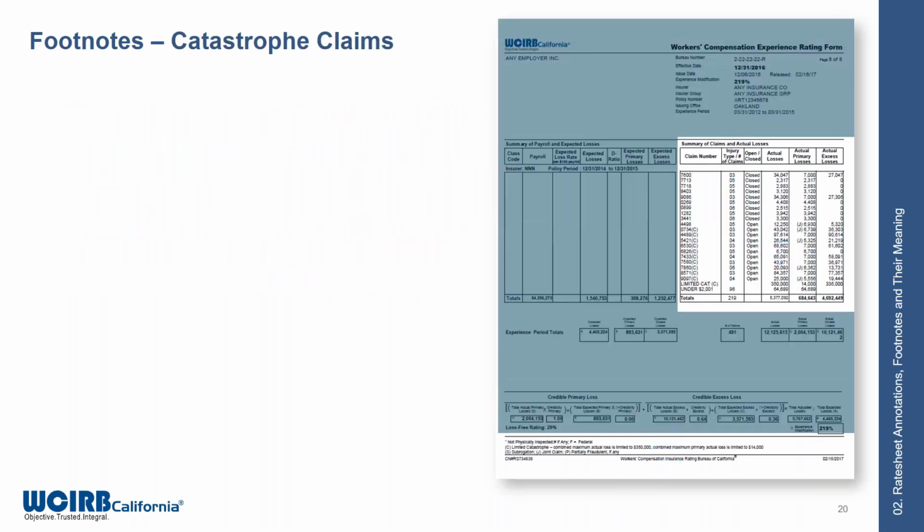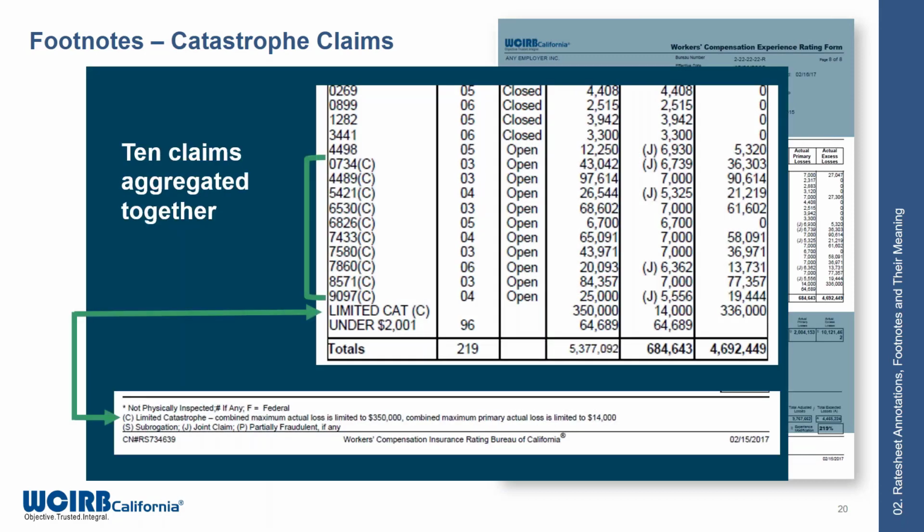So here's an example of a catastrophe claim footnote. You'll see here that in this example, there are 10 claims that were reported as catastrophe claims. We actually display them all on the Experience Mod rate sheet for transparency so that you can see each of those 10 claims. And below that, we'll show you that this has been a limited catastrophe claim, and the values are limited to twice the maximum loss value of 175, in this case, 350,000. And same with the primary actual losses are also limited at 14,000. So the footnote at the bottom will show you that this is a limited catastrophe and gives you a little bit more information to explain how those catastrophes were used in the XMOD calculation.